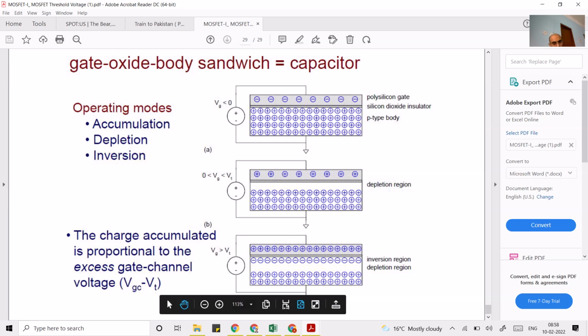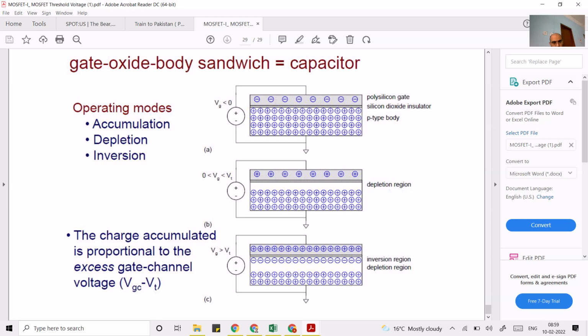When Vg is greater than the threshold voltage, then you have formed an inversion layer. So: accumulation, depletion and inversion. How inverted the layer will be depends upon how much gate voltage you have applied above the threshold voltage. That is also called the excess gate channel voltage, which is nothing but VGC minus VT. So the depth of the inversion layer will be more if you apply higher gate voltages on the gate terminal. So that is what it was.